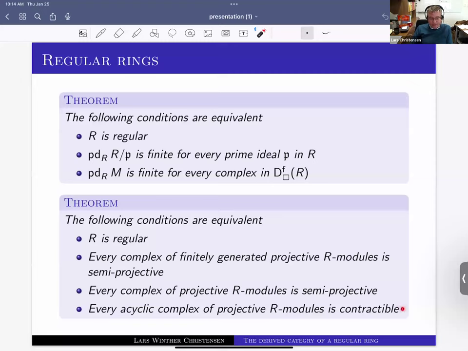The other condition is that every acyclic complex of projective modules is actually contractible. And of course, in general, you can have an exact sequence that's not split. So those are strong statements about what complexes of projective modules look like. Now, that these properties characterize regular rings was proved in a 2010 paper.